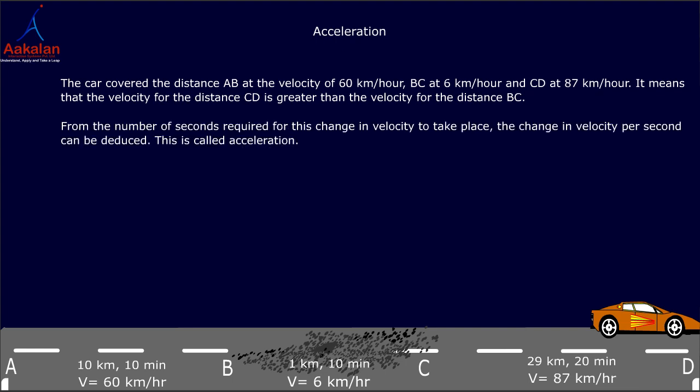From the number of seconds required for this change in velocity to take place, the change in velocity per second can be deduced. This is called acceleration. The unit of acceleration is m upon s square. Acceleration is a scalar quantity.